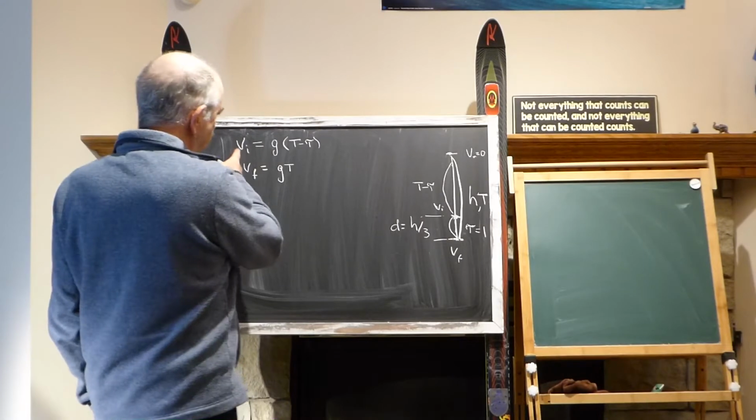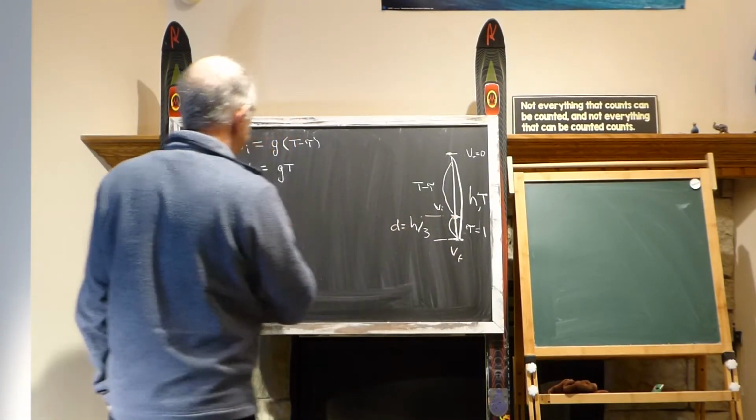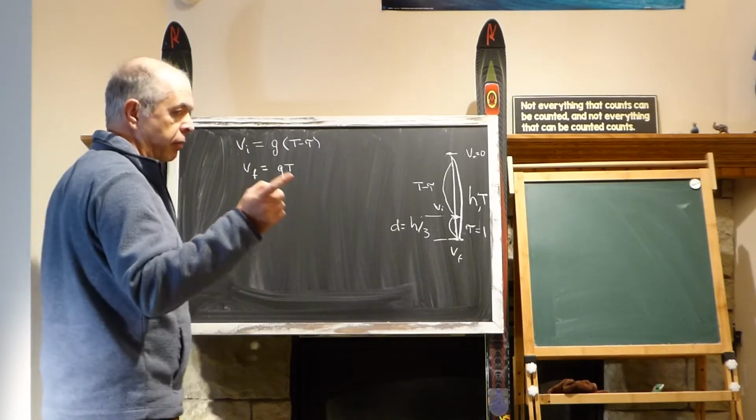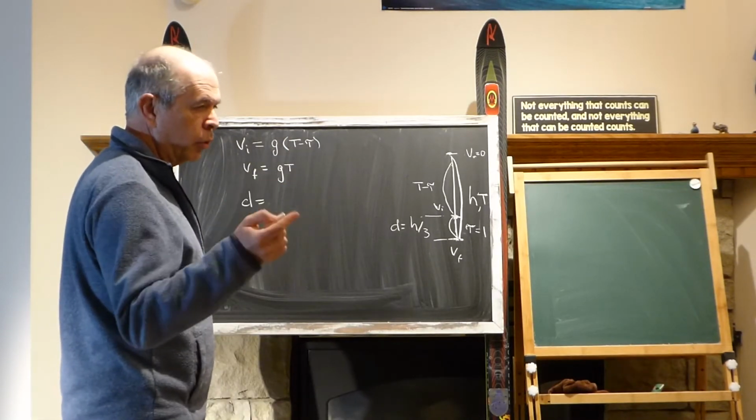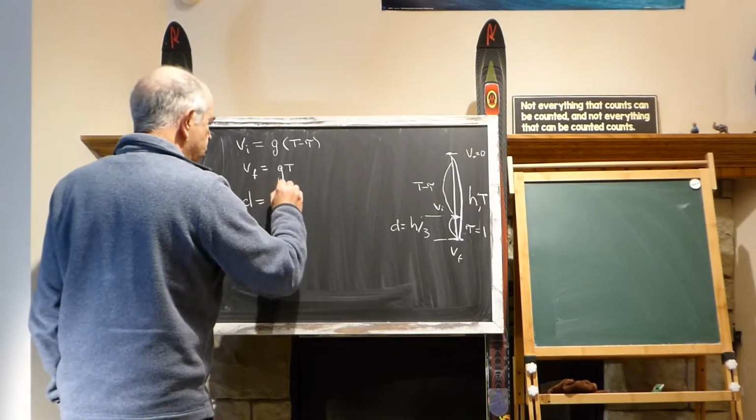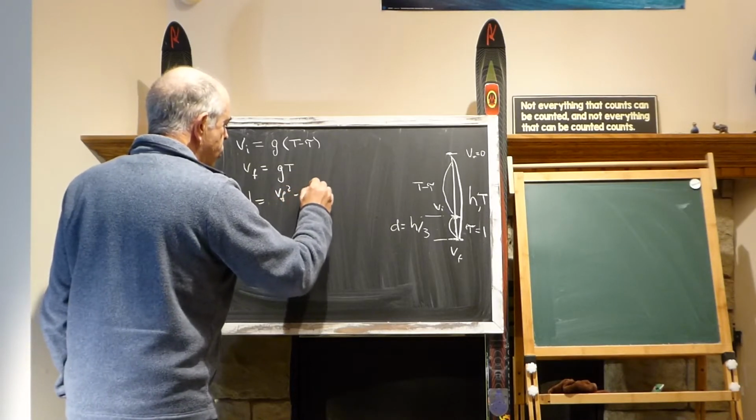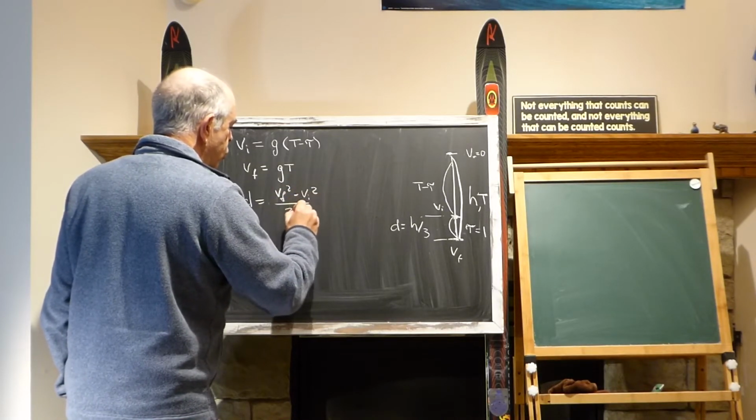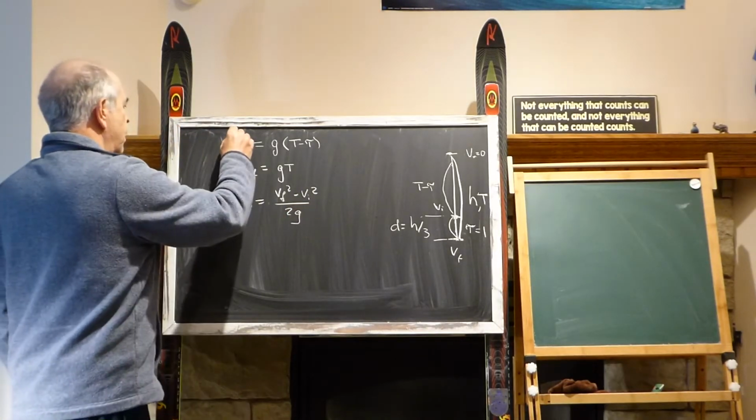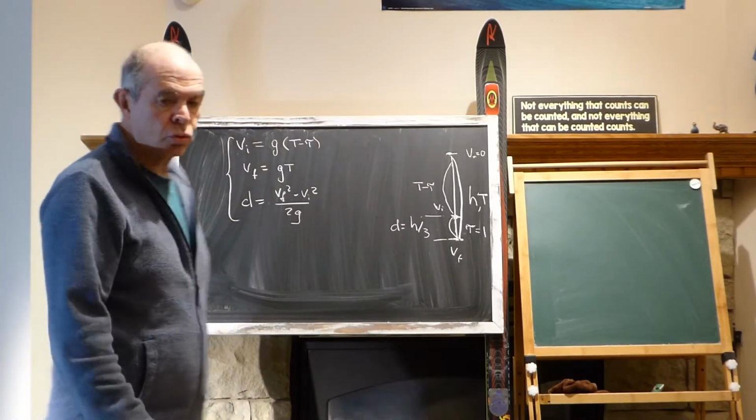And why did I write v initial and v final? Well, of course I want to connect it with this d. So I write d equals, if I know initial and final, what formula will we use? Absolutely correct. I will use v final squared minus v initial squared divided by 2g. And this would be everything that I want to do.